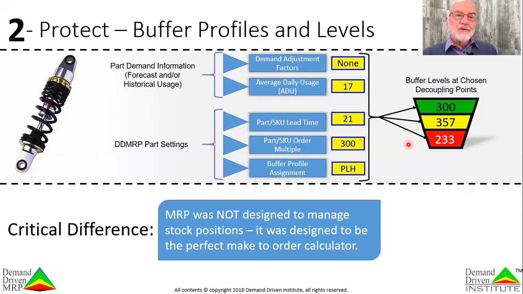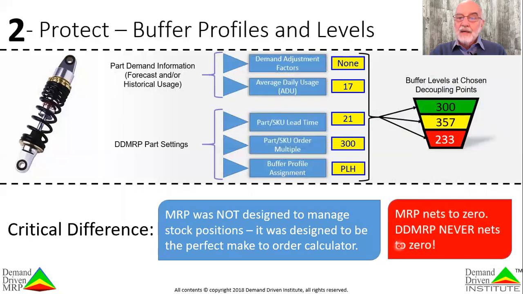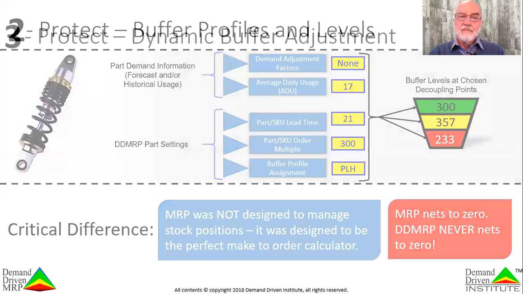So the critical difference between what we've been doing in the past and now is MRP was not designed to manage stock positions. It was designed to be the most perfect make-to-order calculator. Also, MRP nets to zero, whereas DDMRP never nets to zero. There should always be availability in your buffers.